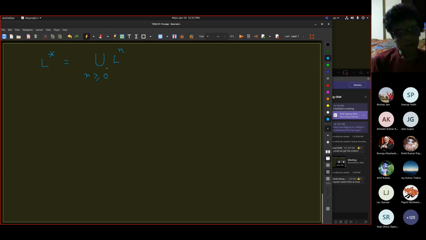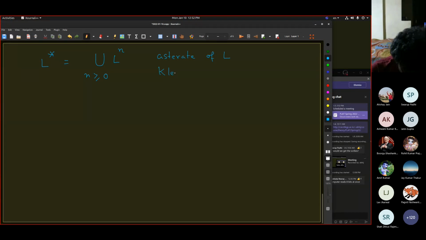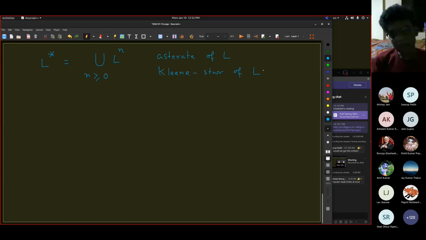The star of a language is the union of L power n for all n greater than or equal to 0. This is called the asterisk of L, or Kleene star of L. Okay, so this is just setting up some notions and some notations. We will use these notations throughout this course.